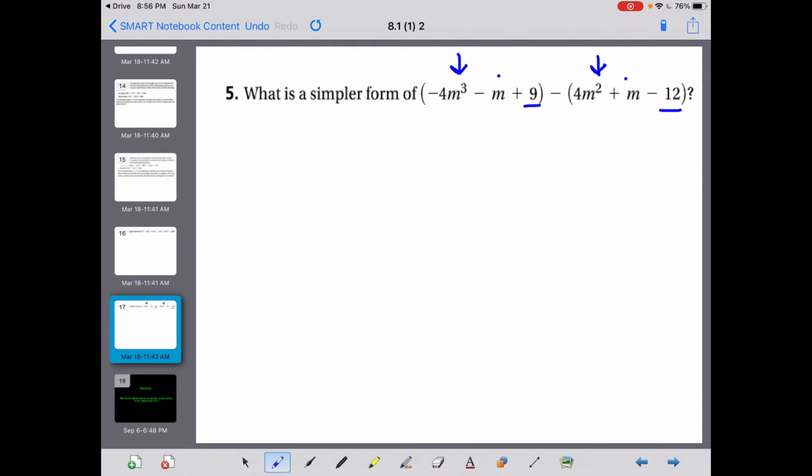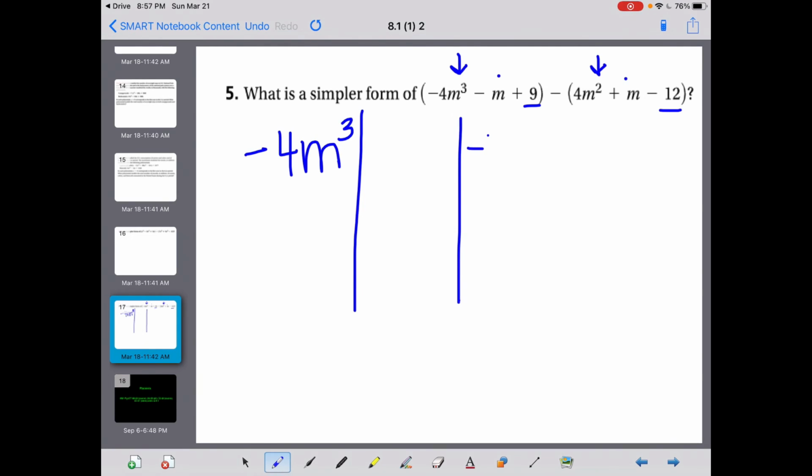So we're going to start with the highest exponents. We're going to have negative 4m to the third. Then I have this 4m to the second, but it's in the second function, so I don't actually have anything to write next, so I need to leave a gap. Then I go to my negative m to the first and my positive 9.